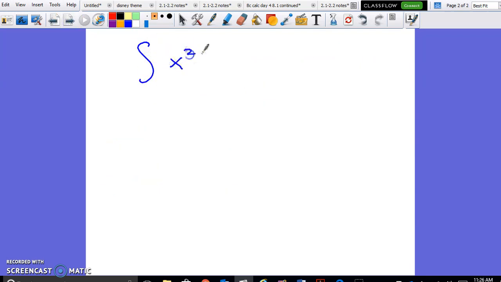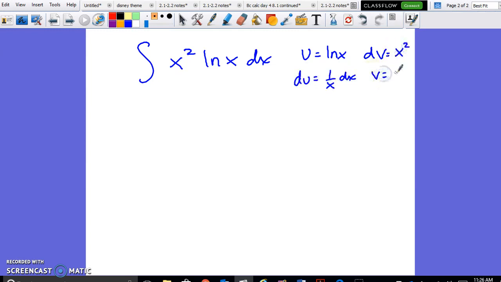Let's try the integral of x squared times ln x dx. So in this problem, I have a u and I have a dv. I want to make my u ln of x because that is a piece that's easy for me to take the derivative of. I know that it's 1 over x dx. dv is x squared because that's a piece that's easy to integrate. So v is x cubed over 3, basic power rule.